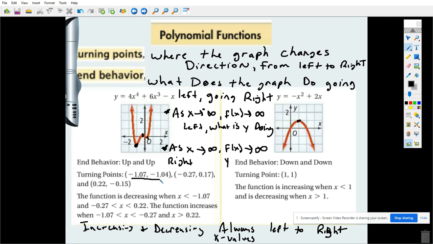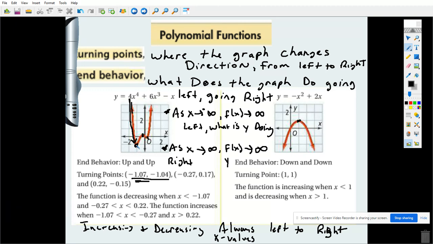But here they give us the turning points. So this is negative 1.07, negative 1.04. This point would be negative 0.27, 0.17, and this would be 0.22. Okay, negative 0.15. So now it says the function is decreasing, meaning from left to right, it's going down. I know this arrow is pointing up, okay, but from left to right, it's going down, down, down from here to here, which means x would be less than or equal to, I guess you could also put x is less than, the x value of this point, which is negative 1.07.